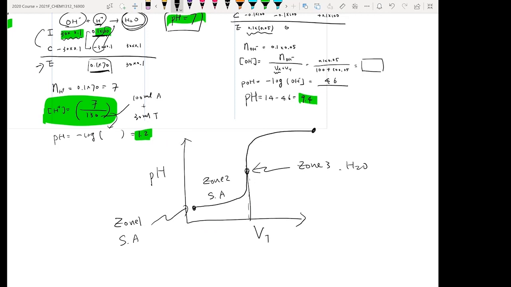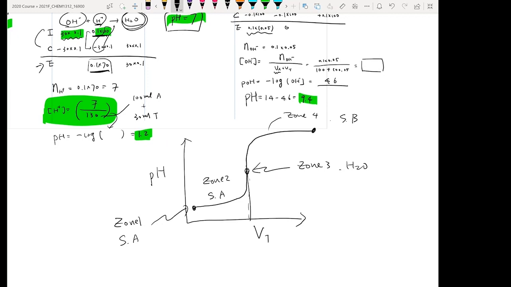How about zone 4? At zone 4, you have strong base going into water, right? Then you have a diluted strong base solution. So in this case, the calculation of your pH or pOH is very simple, right? Because all you need to do is calculate the amount of base divided by the final volume of your solution. Then you can get your proton concentration or base concentration. Therefore, you will know the pH of your solution. So this is actually the simplest case that you're going to have.